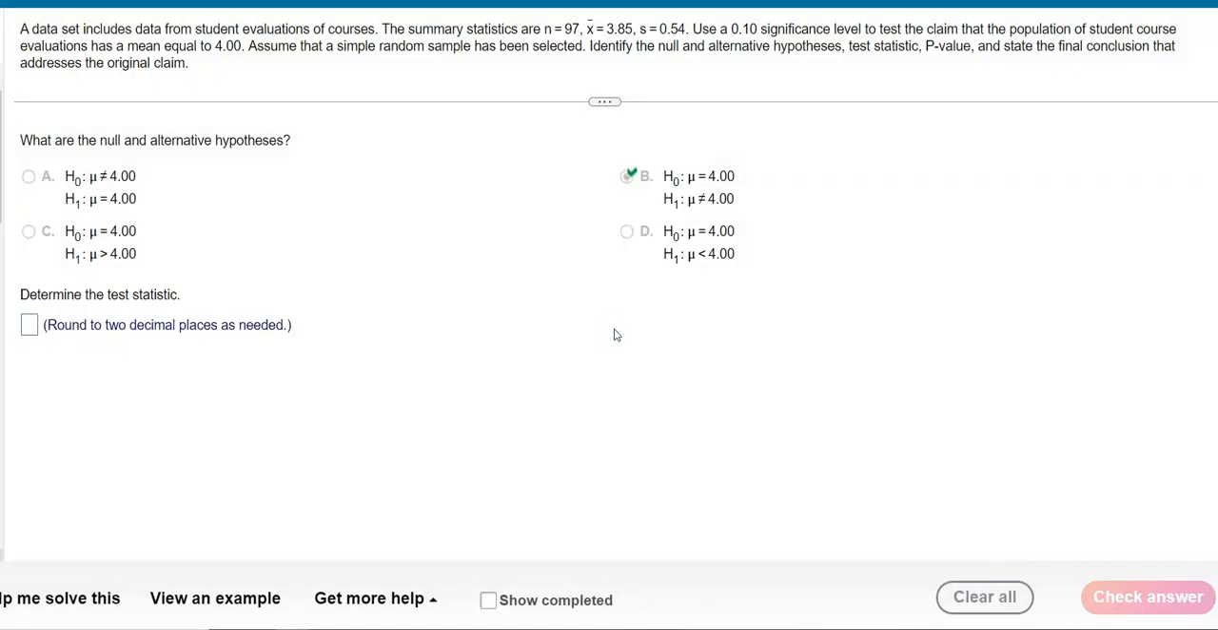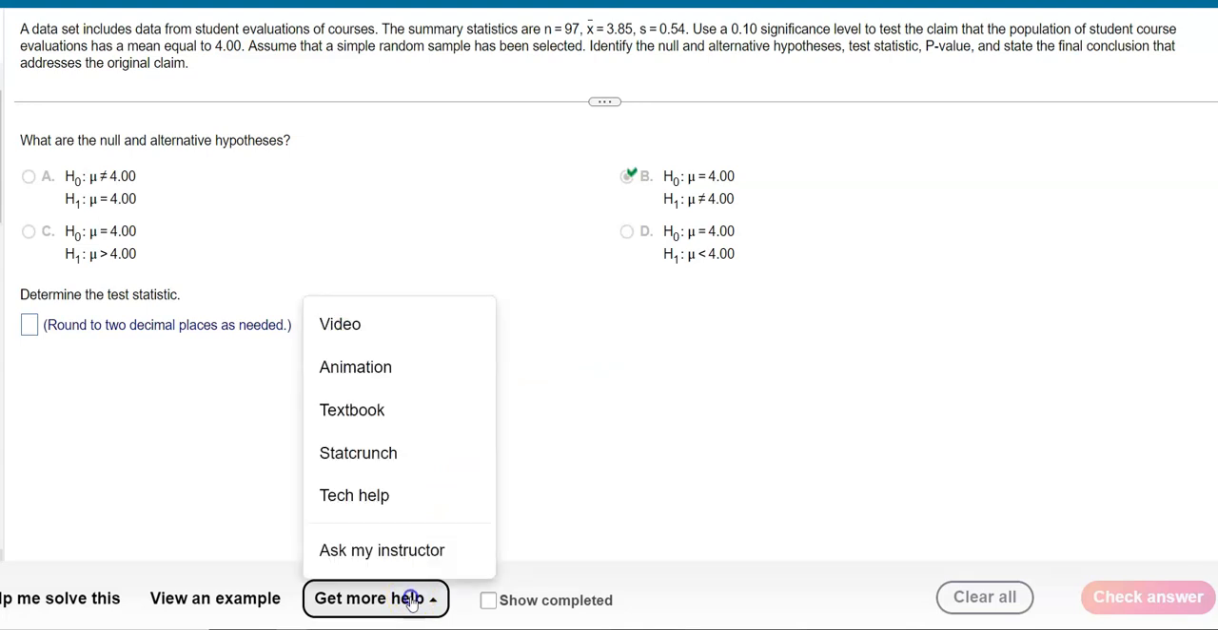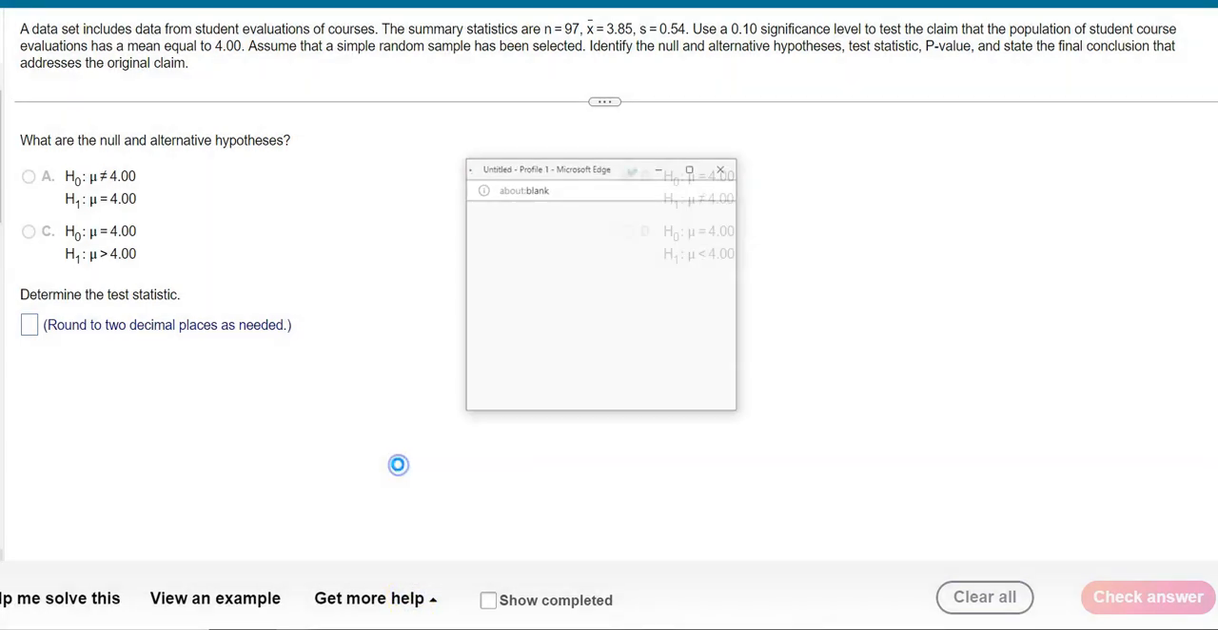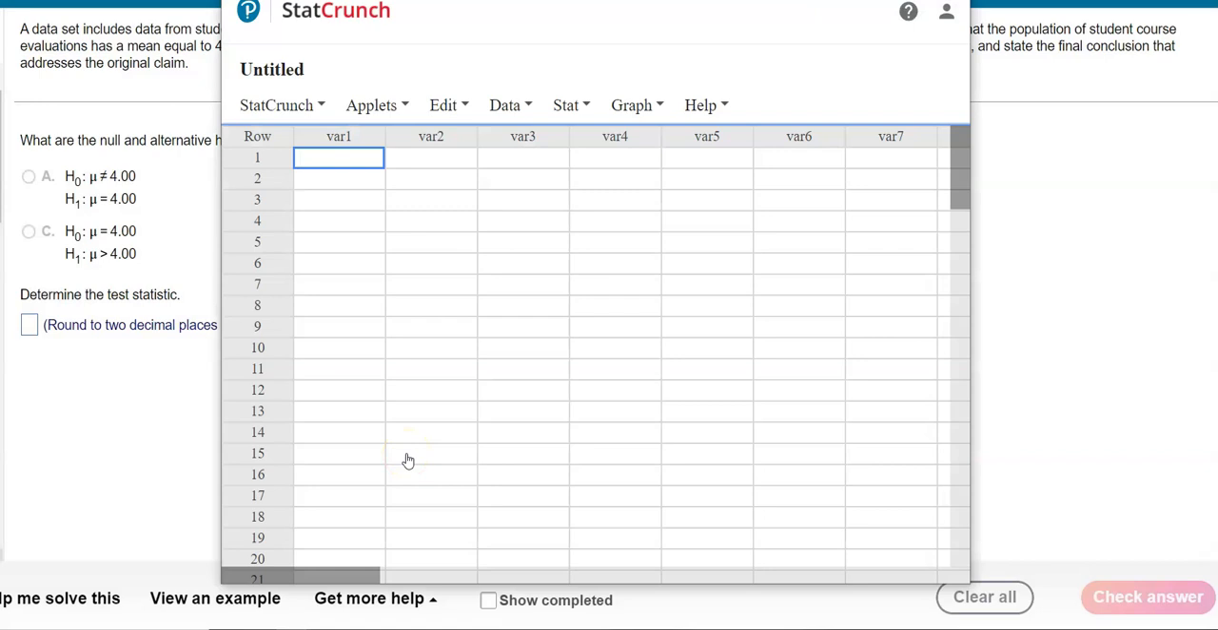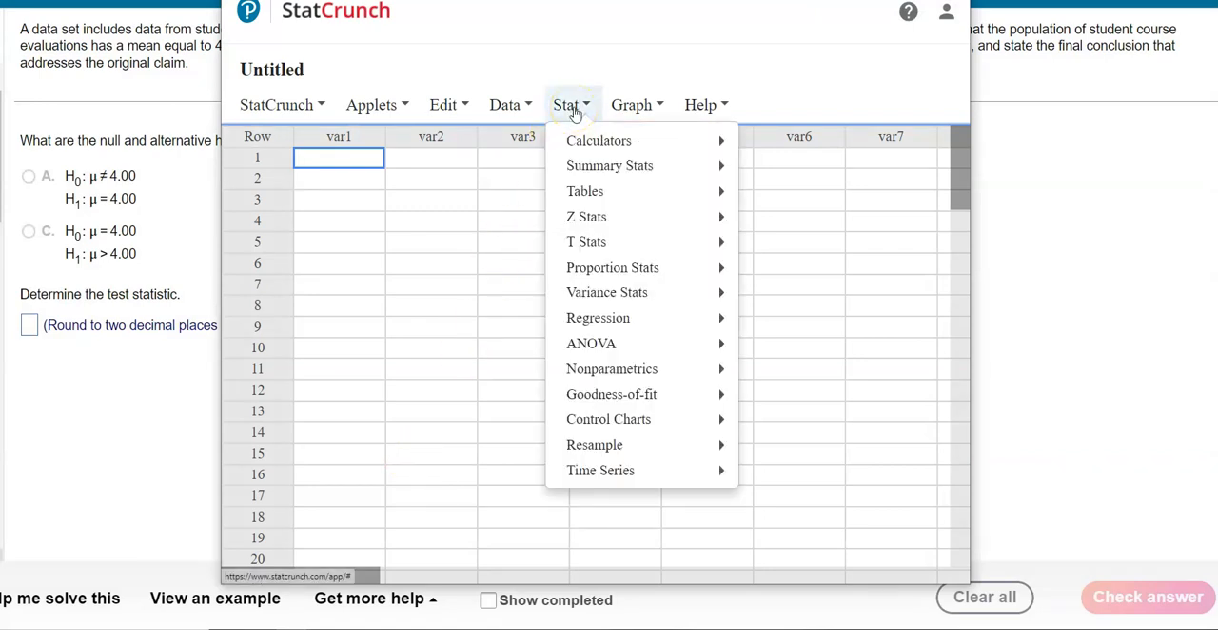Now we want to determine the test statistic for this particular test. We can do that in StatCrunch very easily. So we're going to go down here to get more help, and we're going to open up StatCrunch. All the hypothesis tests that we do in this class are going to be under the Stat key. For this one, we are going to select T Stats.